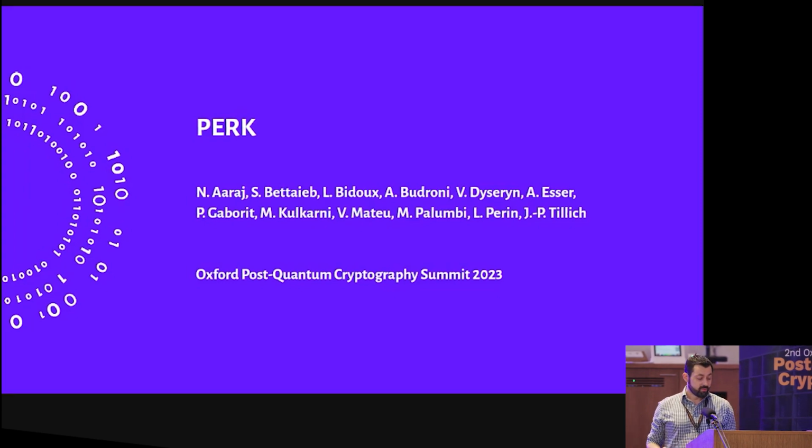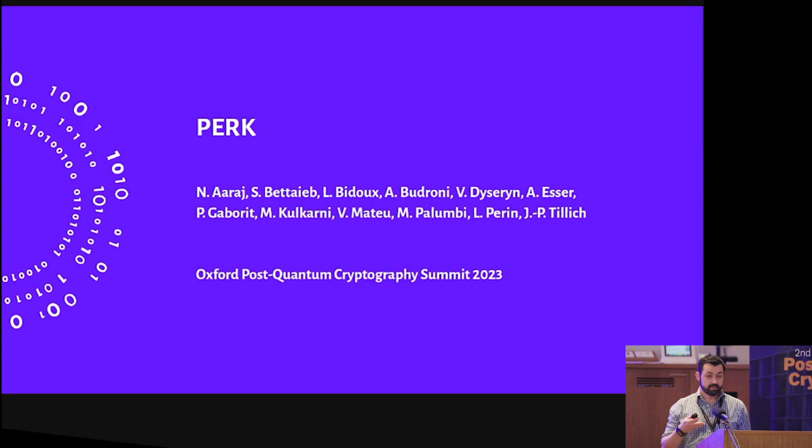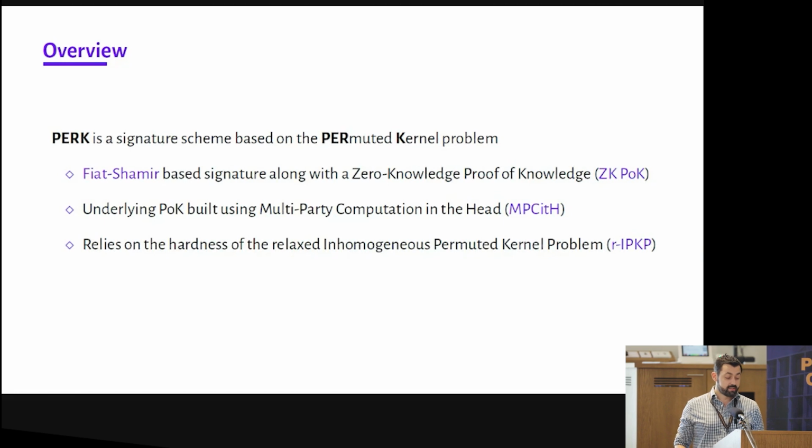So I'm going to present you PERK, which is a joint work with all the people mentioned here on the slide. So what is PERK? PERK is a signature scheme based, as the name suggests, on the permuted kernel problem. It is another Fiat-Shamir-based signature, so it comes with a proof of knowledge. And this proof of knowledge is built using MPC in the end. In the specific case of PERK, we are relying on a variant of the PKP problem that we have named relaxed inhomogeneous permuted kernel problem, or RIPKP.